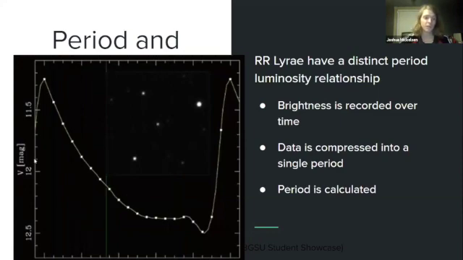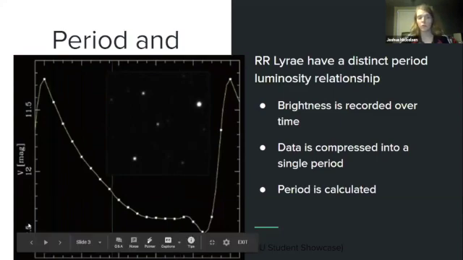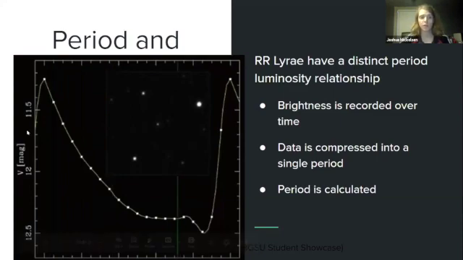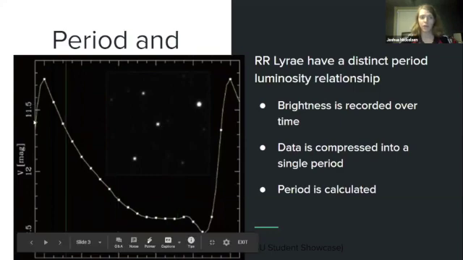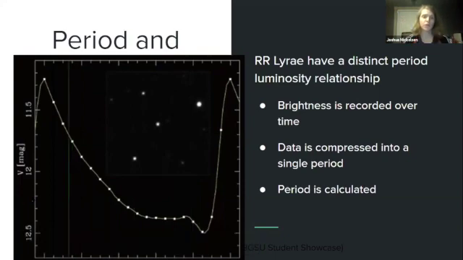It's also a logarithmic scale, so a magnitude of 11.5 is 2.5 times as bright as a 12.5. This is a very logarithmic scale. But once we compress all this data into a single period, we are able to calculate the period, which is the measurement between the peaks. When we calculate the period, we are able to calculate the luminosity given a theoretical relationship given by Catalan in a paper written in 2008. And from that, we are then able to measure the distance.